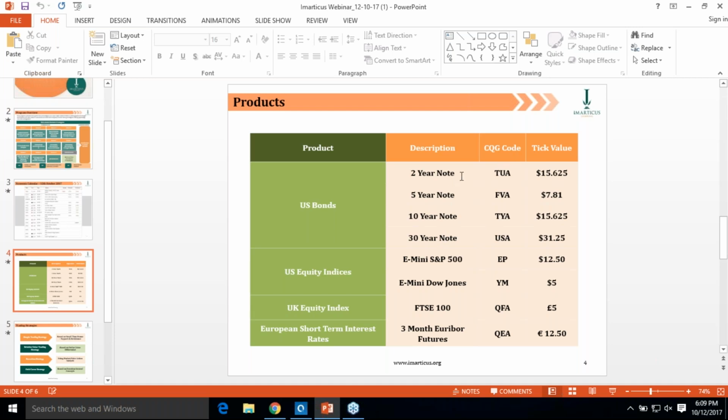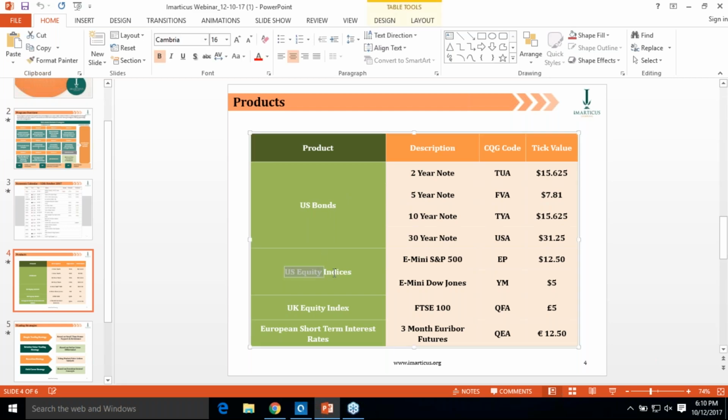On the CQG platform, each of these instruments has a code. A 2-year note has a code of TUA. The 5-year note has a code of FVA. The 10-year note has a code of TYA. 30-year has a USA, and so on and so forth. So each product has its unique code on CQG. If you go to a different platform, the platform will have its own code for the product, right? So we're going to be looking at some trading strategies on the US bonds.